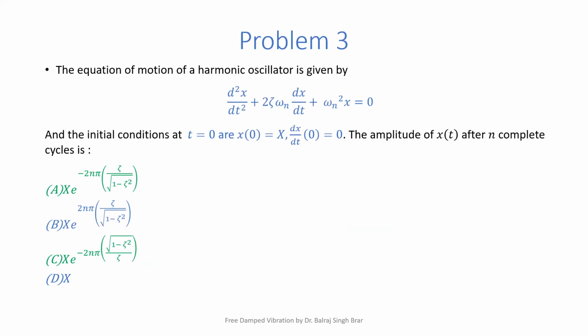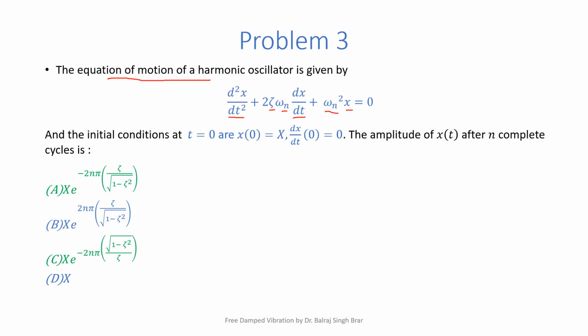Continuing to problem number 3, it is given that the equation of motion of a harmonic oscillator is d2x by dt square plus 2 zeta omega n dx by dt plus omega n square x is equal to 0, where d2x by dt square is acceleration, zeta is damping ratio, omega n is natural frequency, dx by dt is velocity, omega n again natural frequency, x is the displacement.